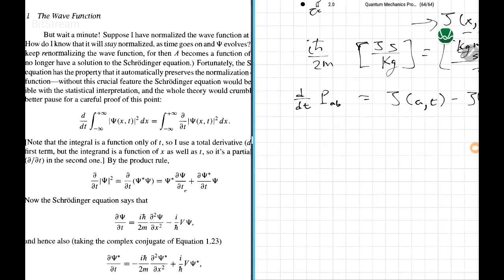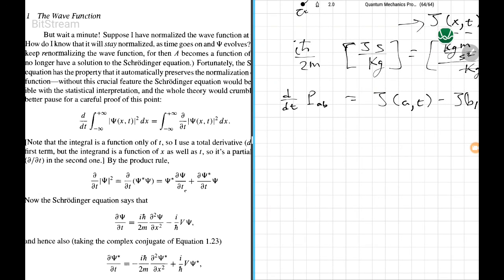So our probability is just going to be d/dt of the integral from a to b of dx psi squared.